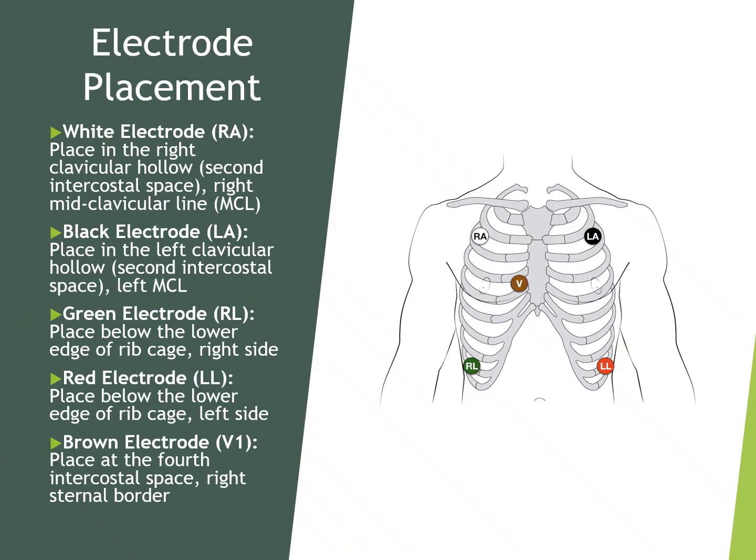Moving on, we will look at the electrode placement. So the white electrode is placed in the right clavicular hollow, second intercostal space, right clavicular line. The black electrode is placed in the left clavicular hollow, second intercostal space, left mid-clavicular line. The green electrode is placed below the lower edge of the rib cage, right side. And the red electrode is placed below the lower edge of the rib cage on the left side. And the brown electrode is placed at the fourth intercostal space, right sternal border.